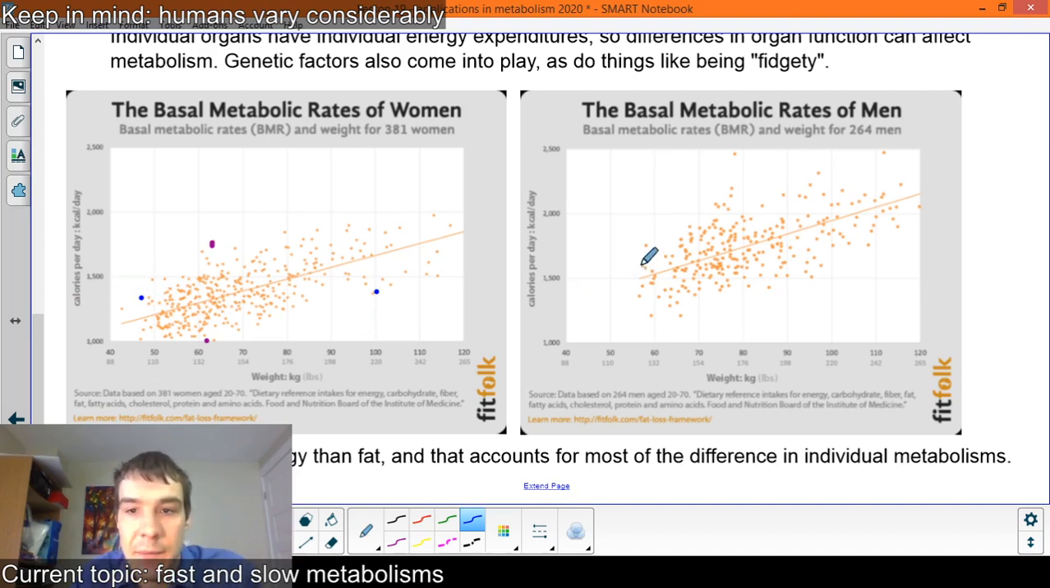We see the same thing for men, right? You have this guy and this guy that are over 100 pounds difference in mass, but the same metabolic rate, and this guy and this guy that are the same mass, but they have vastly different metabolic rates. This one's 1,500, this one's 2,500, so almost double.